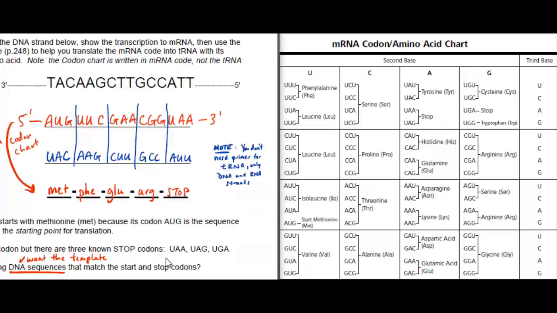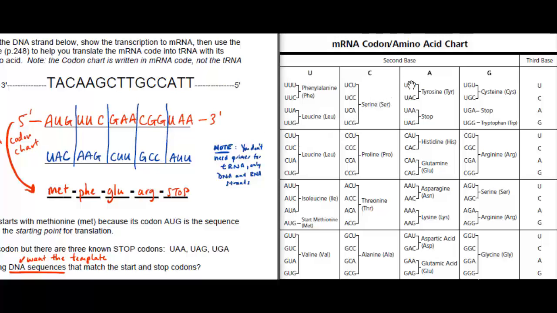So let's continue translating then the final thing here. So we see that we have a UUC. Again, we're using the mRNA. UUC, I go over here and I look for where is it? UUC. Oh, phenylalanine. Okay, PHE, done. GAA, go over here. Where's GAA? GAA. Oh, it's glutamic acid. GLU. Great, write it down. Then you're going to see CGG. Let's go find that. CGG is an arginine. So ARG, done.